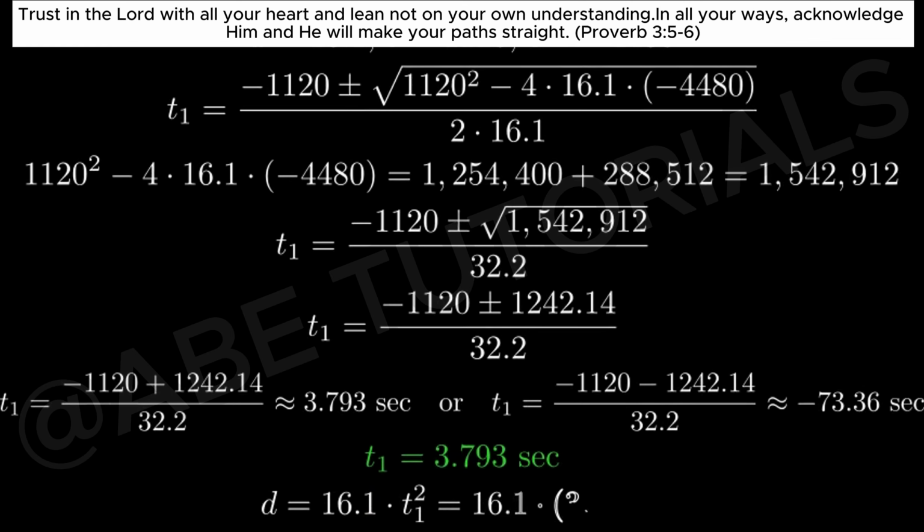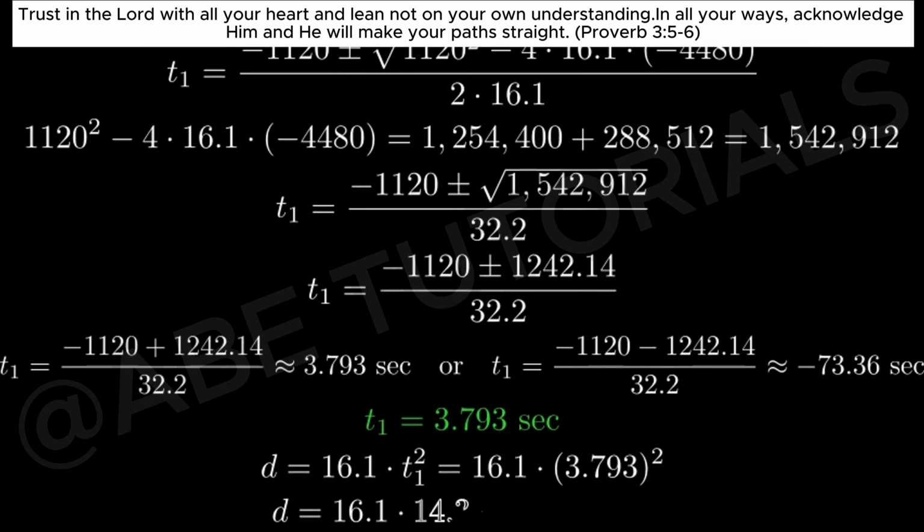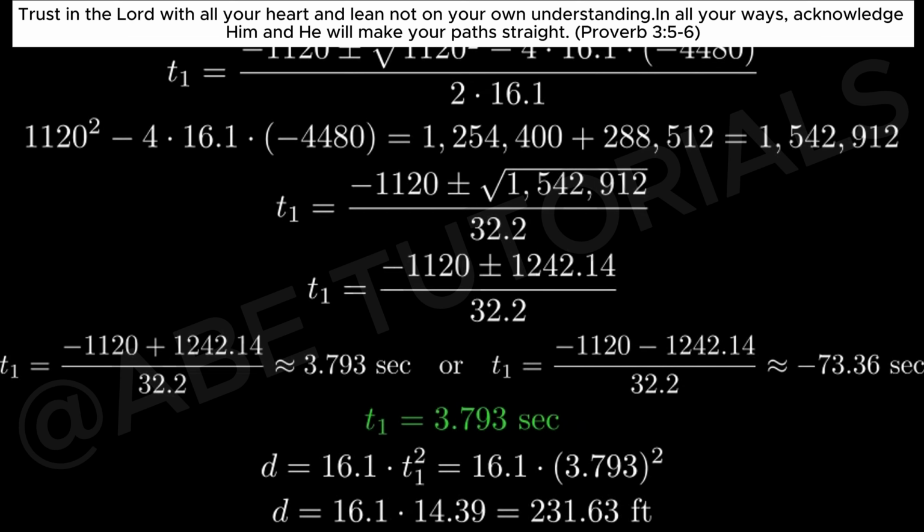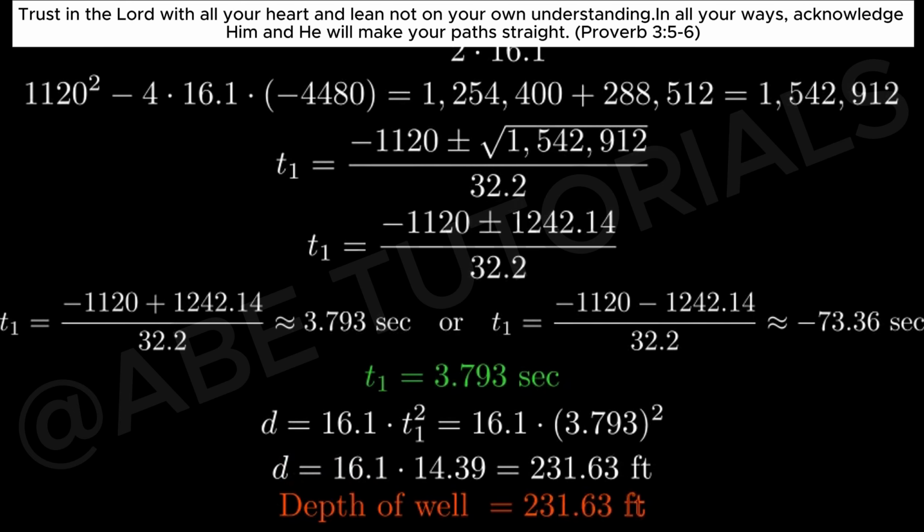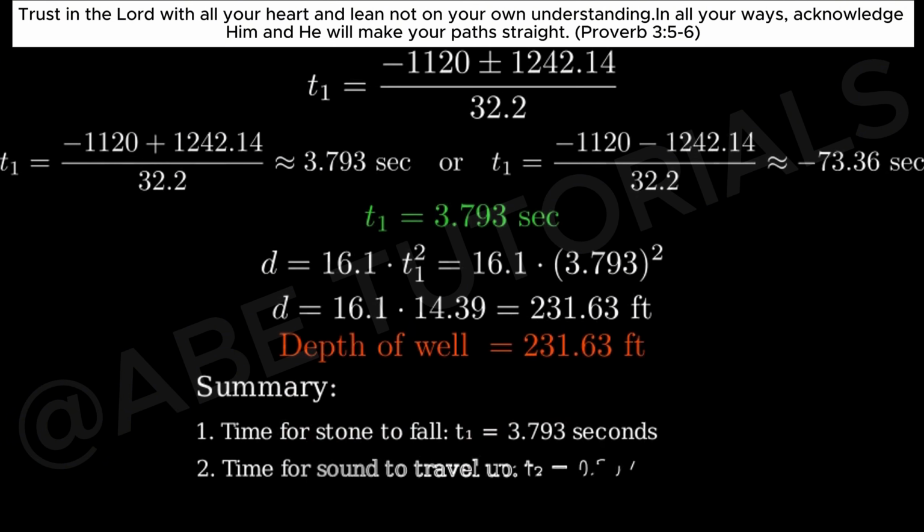Now that we know t_1, we can find the depth of the well. Using d equals 16.1 times t_1 squared, we get d equals 16.1 times 3.793 squared. This gives us d equals 16.1 times 14.39, which equals 231.63 feet. So, the depth of the well is 231.63 feet.